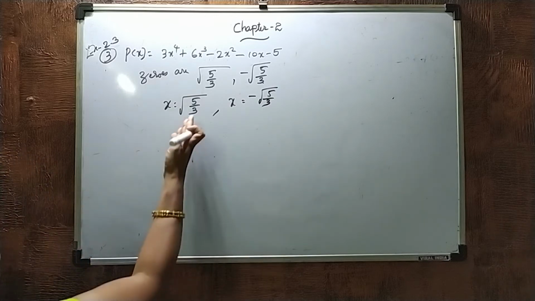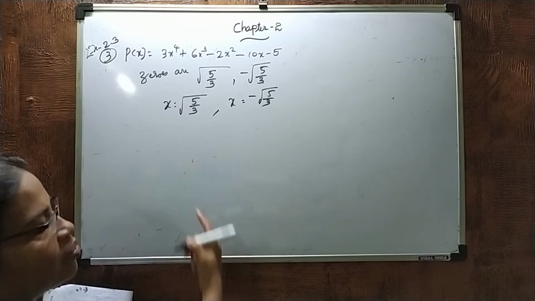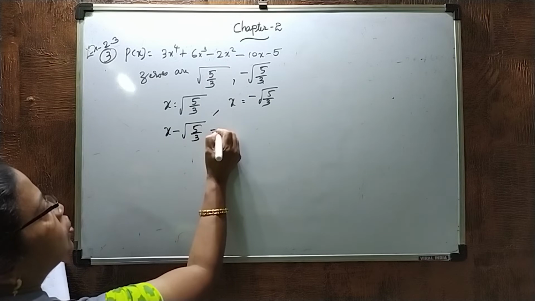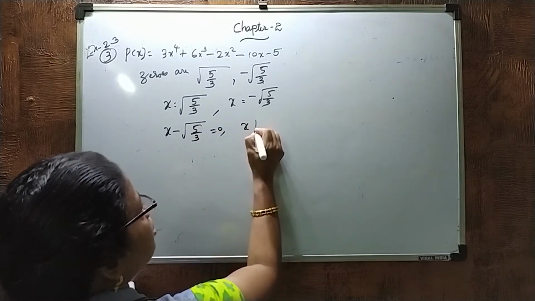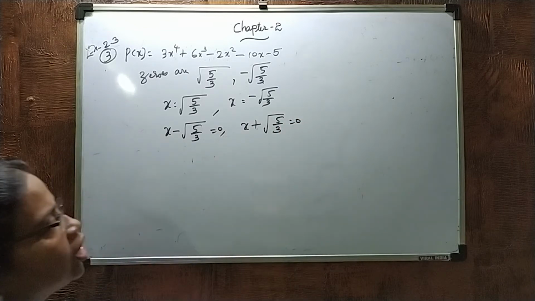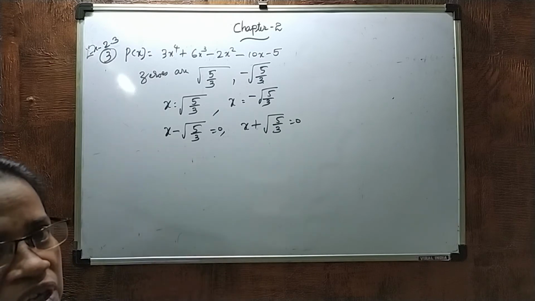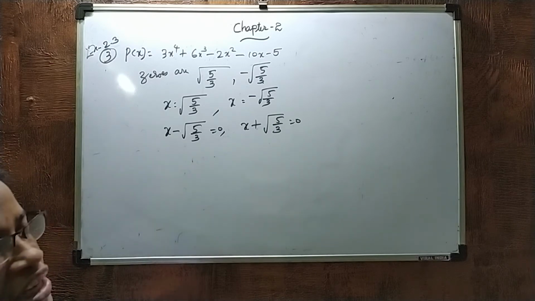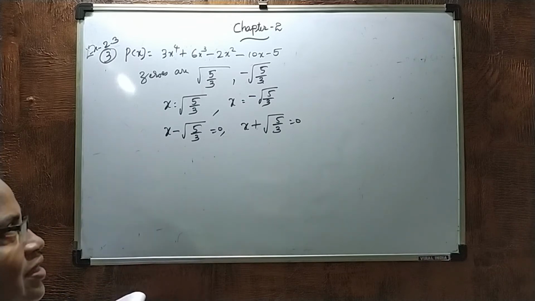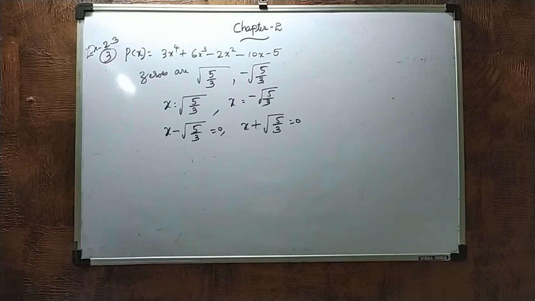What is the next step? Take this to the x side. So here plus root 5 by 3 is there, so it will be x minus root 5 by 3 equal to 0 and x plus root 5 by 3 equal to 0. So you have to remember the opposite sign you have to take. That is the thing when you are writing with the x. You have to remember that always. When they have given you zeros, it is x is equal to something, and when you are taking to the x side, opposite sign you have to take.